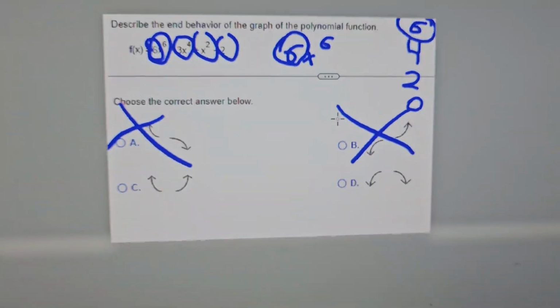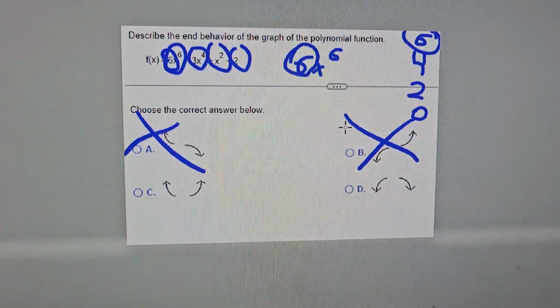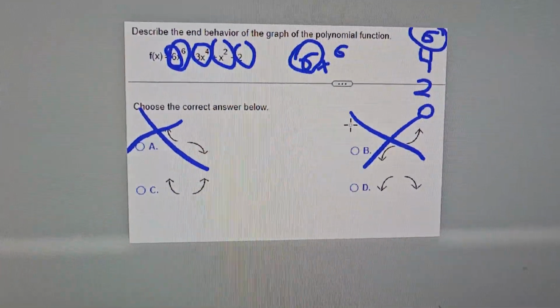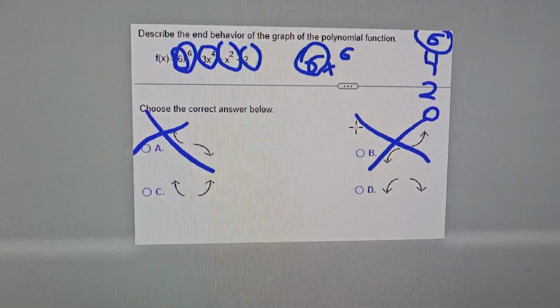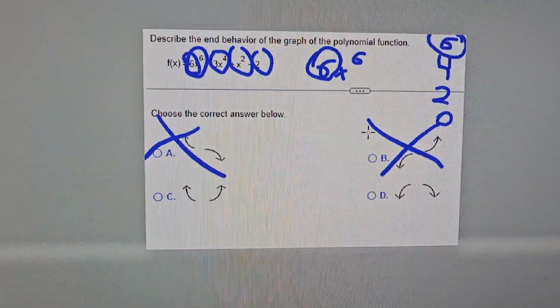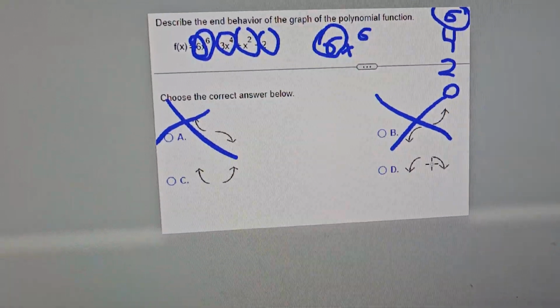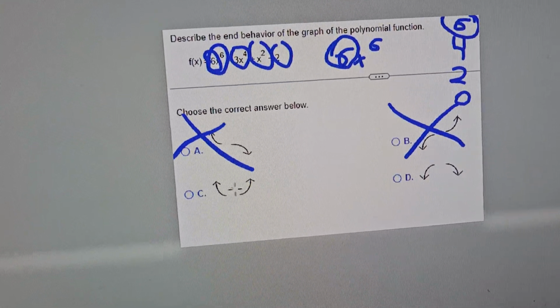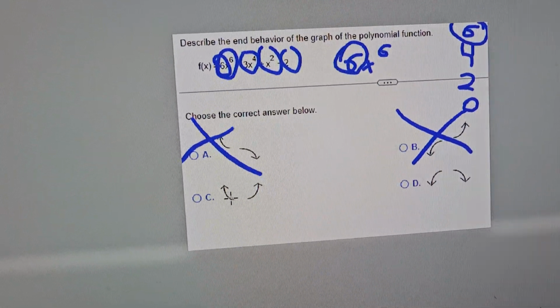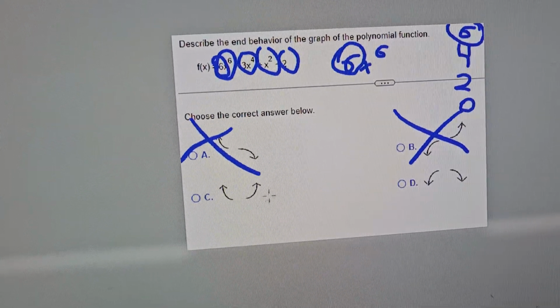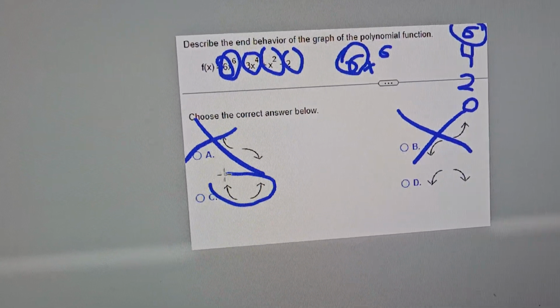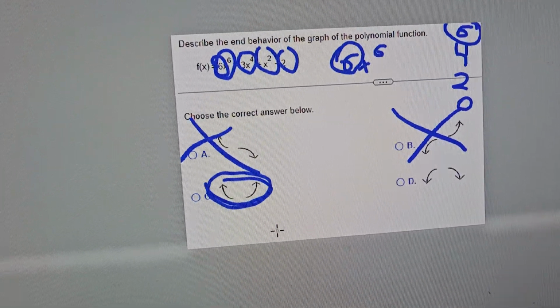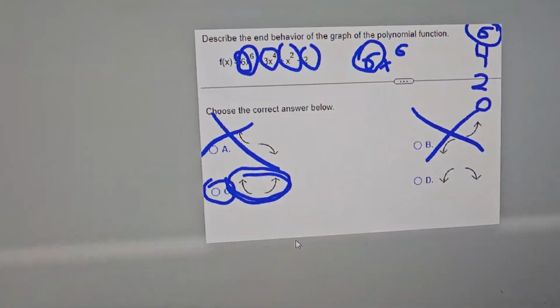And what that's going to tell us is, if the coefficient is positive, it means that it rises to the right. So the right side is going to rise. And since we know that the end behavior of the graph is the same on both ends, we know that it's going to be this. It's going to be C in this case.